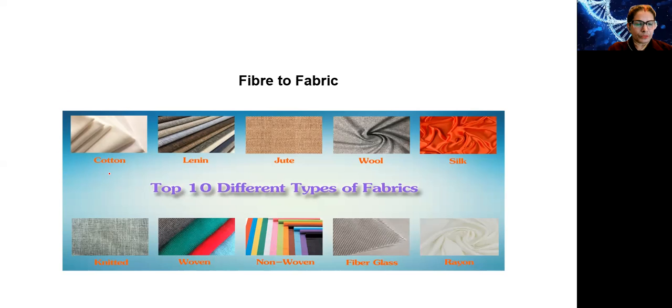So let's see. The various types which you are familiar with: cotton fabric, linen, jute, wool, silk. Then we also have knitted. So there is woolen. There are many types of fabric. So we have cotton, linen, jute, wool, silk. Then we have woven fabric, the knitted fabric. So there are many different types of fabric. Now let's see in detail about how this fiber is converted into fabric.